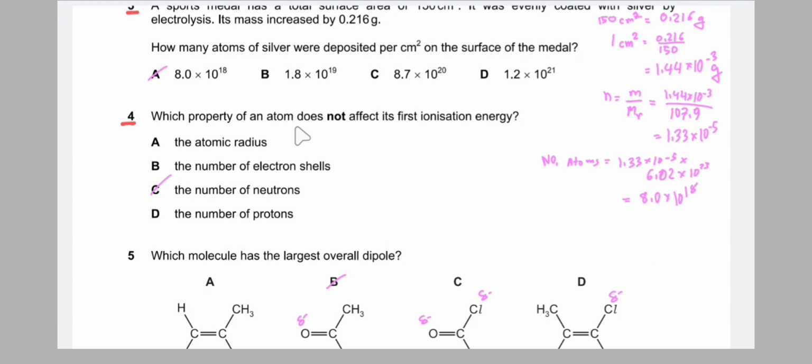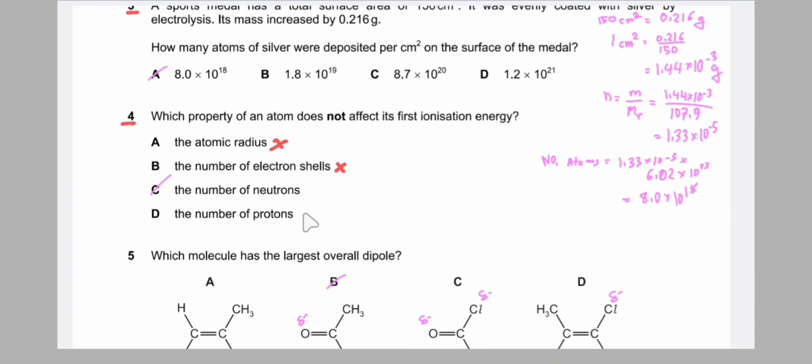Number 4. Which property of an atom does not affect its first ionization energy? So atomic radius. As the atomic radius increases, the valence electrons move further from the nucleus, and so the first ionization energy decreases. Then the number of electron shells. As the number of electron shells increases, the electrons move further from the nucleus. As the electrons move further from the nucleus, the first ionization energy decreases.